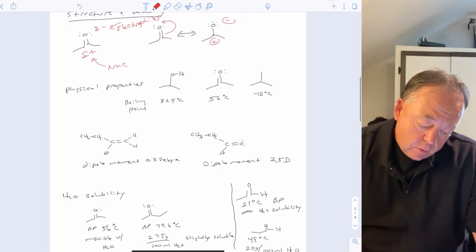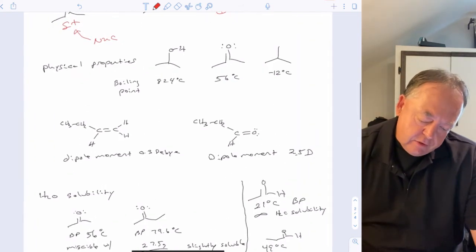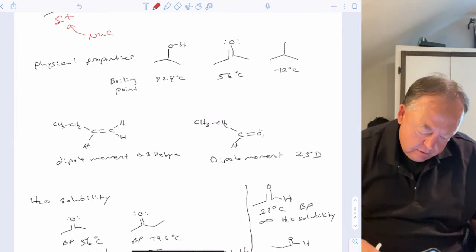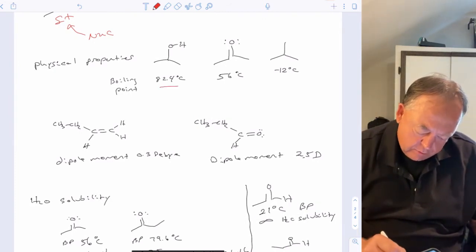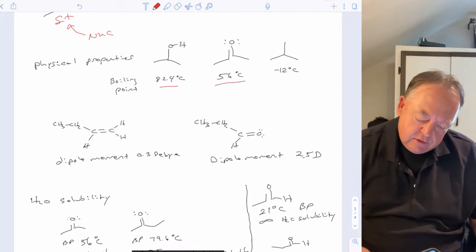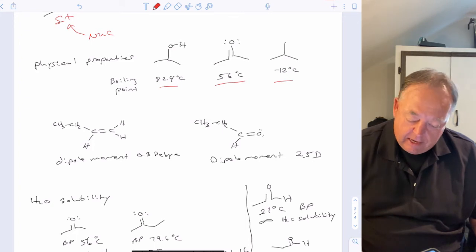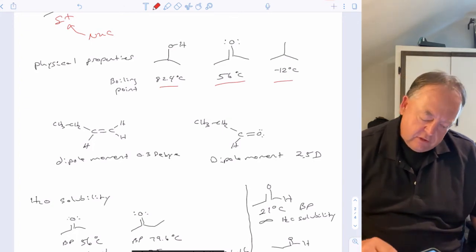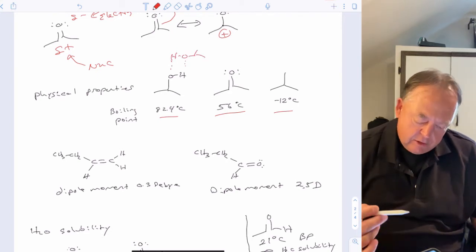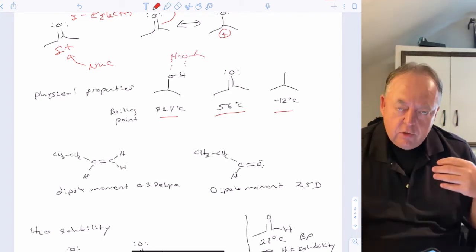So in terms of physical properties, if we had these 3 molecules, which one's got the highest boiling point, right? So the alcohol is 82.4 degrees Celsius, the acetone's 56 degrees Celsius, and the alkane is -12. So why the differences in boiling points? Well, because the alcohol can make hydrogen bonds to itself, and you have to break those hydrogen bonds to get the molecule into the gas phase.